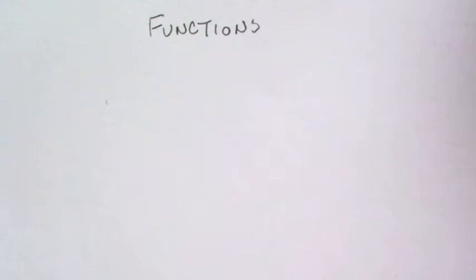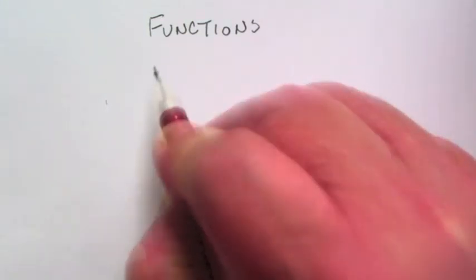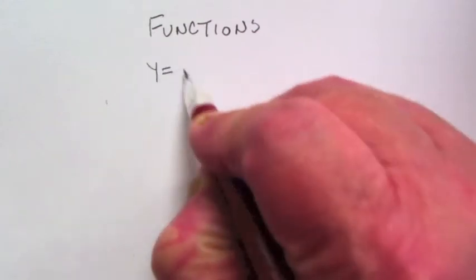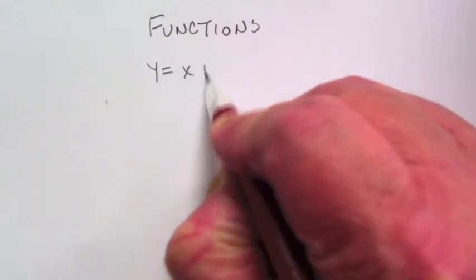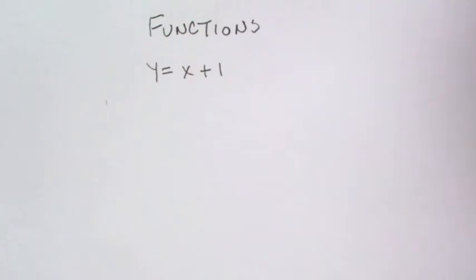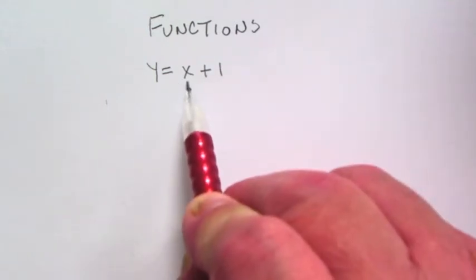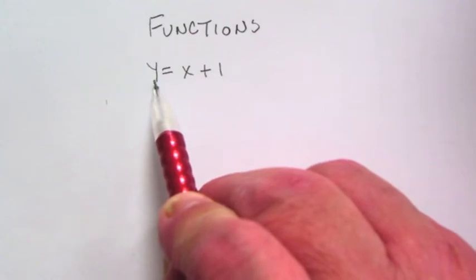So what we're going to do is we're going to talk about some things first. If you have an equation that says y equals x plus 1, a simple equation right there, let's look and see what these are. This is a variable x, this is a variable y.